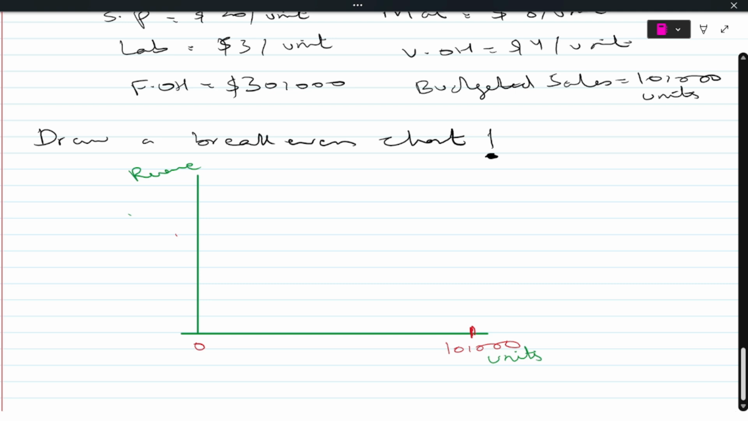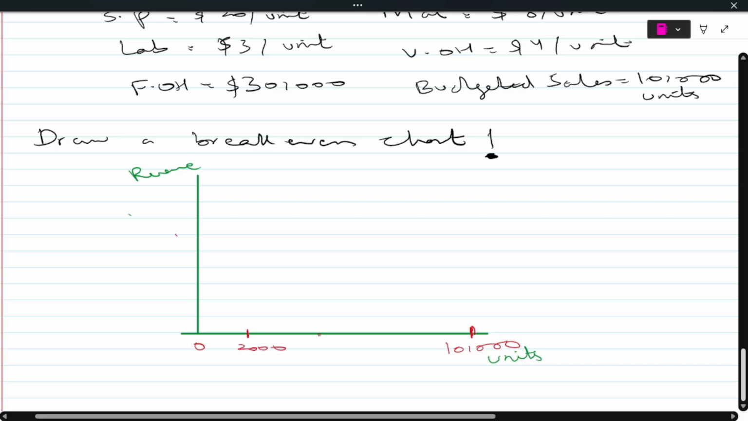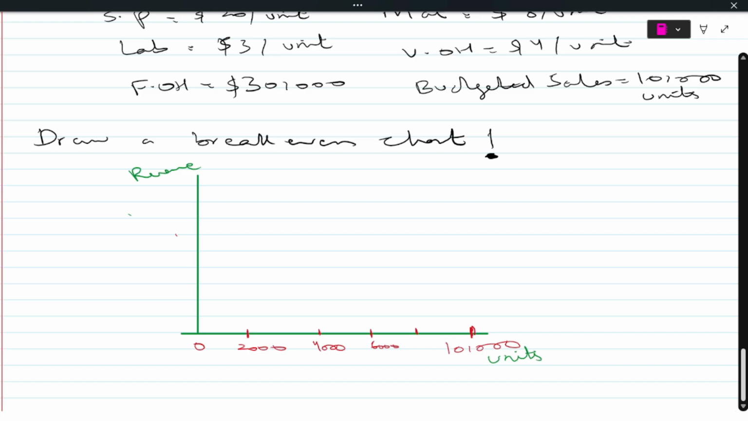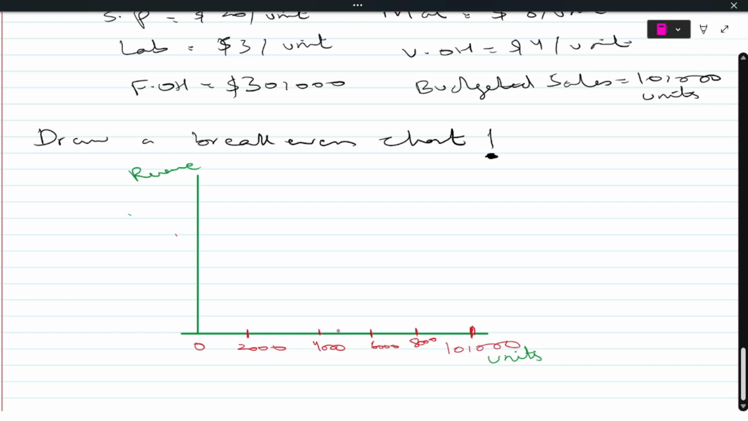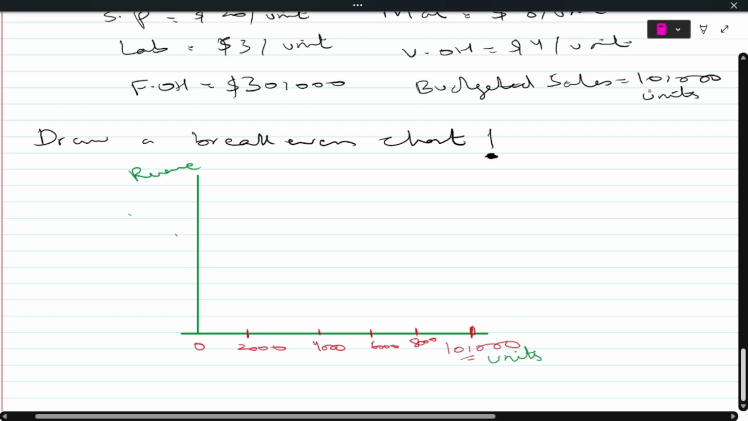Now between this 0 and 10,000, you can allocate the scale in whatever way you like, right? So maybe you can write it like this, 2,000, 4,000, 6,000, and then 8,000. Now obviously this is not the most perfect graph because I'm just drawing a rough graph to give you guys an idea. So you can either do 2,000, 4,000, 6, 8, and 10, or you can also do 1, 2, 3, 4, 5, 6, 7, 8, 9, all the way to 10. Okay, that's perfectly fine. You can allocate the scale in whatever way you want. But remember that the maximum number of units would be what you have been given in the question as your budgeted sales. Is that clear?